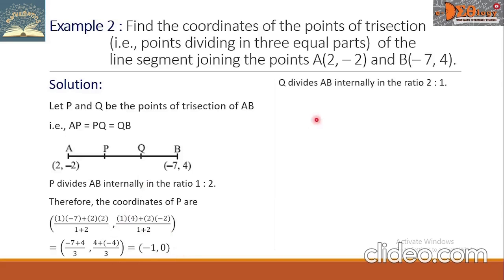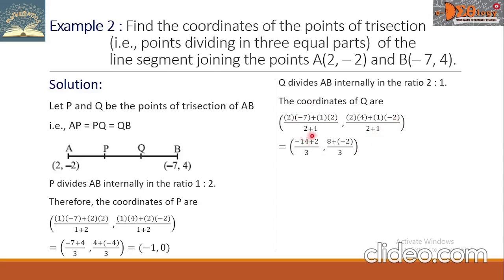Now for the Q. Q divides AB internally in the ratio 2:1. The coordinates of Q now are 2 times negative 7 plus 1 times 2 all over 2 plus 1. And the Y coordinate, 2 times 4 plus 1 times negative 2 all over 2 plus 1. We can simplify further. The X coordinate becomes negative 14 plus 2 all over 3. And the Y coordinate is 8 plus negative 2 over 3.